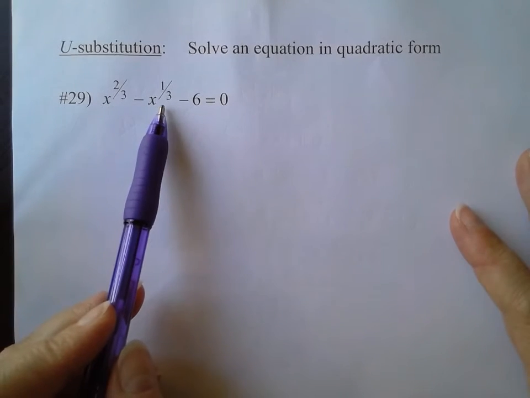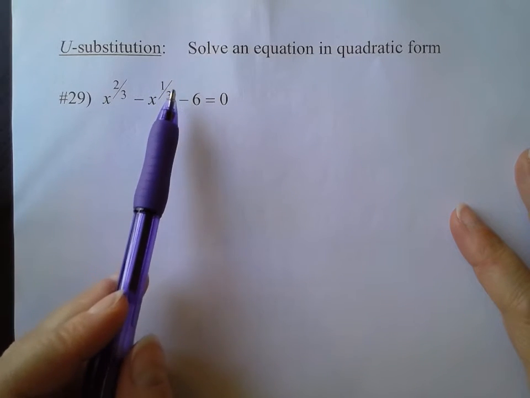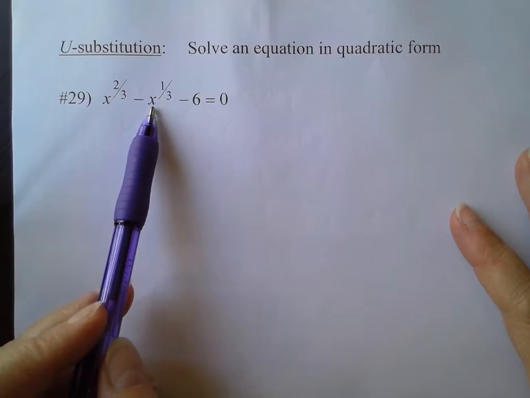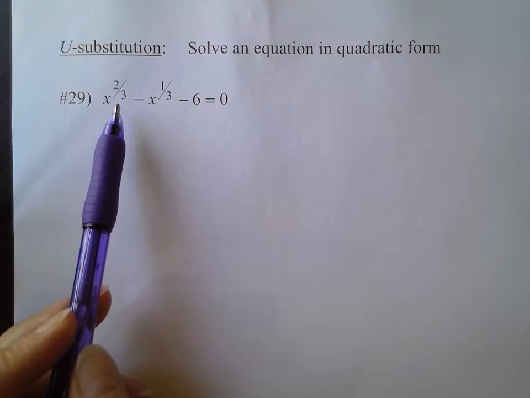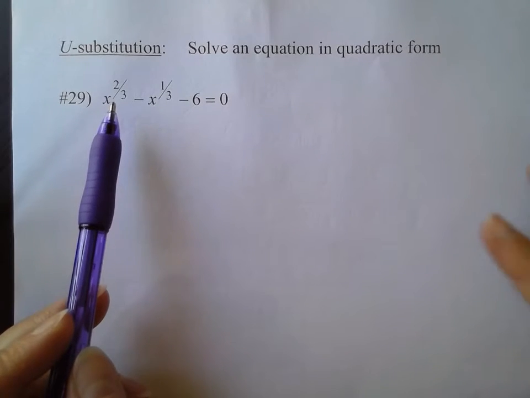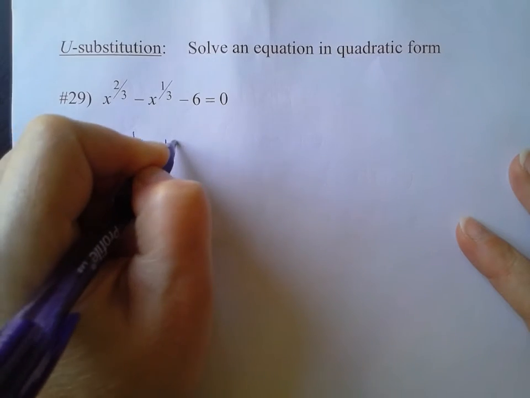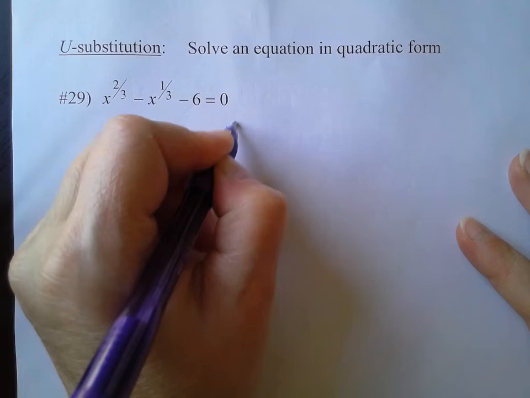So instead of working with these cube roots, which is essentially what they are, we're going to choose a variable to represent this middle expression, and then when we square it, we should get the expression that we see in the leading term because the exponent is doubled. You could use any variable, but the tradition is to use a u. So I'm going to let u be x to the 1/3 power.